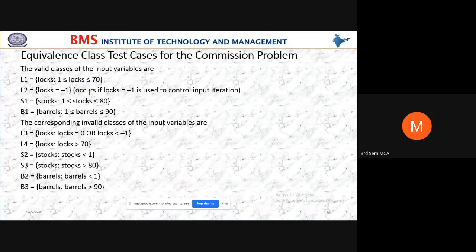Anybody remember what a commission problem is? In a commission problem, we have an owner. That owner is manufacturing locks, stocks, and barrels. Locks, stocks, and barrels. Yes, students, don't take notes. When I was explaining this, I took another example, the refrigerator example.